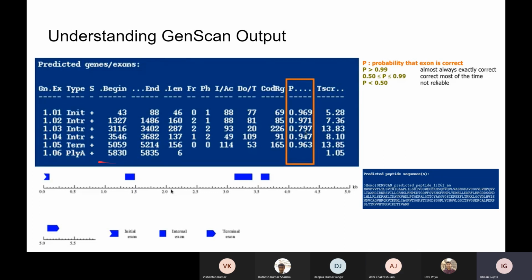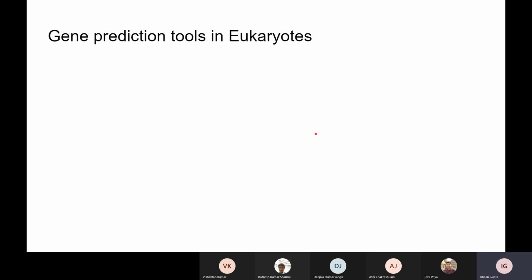And then you have what's called a poly A tail, right? So it says that they found a poly A tail at this location and they would have a specific probability. So typically this software like GeneScan, they would output certain probabilities. So if you have a probability of greater than 0.99, that means you are 100% sure that the predicted feature, for example, in this case, you have this 0.97, right? That means that it's very high probability that you actually have an exon here. And if the probability is less than 0.5, then it basically means that it's not very sure whether the feature that is being predicted is the correct feature or not.